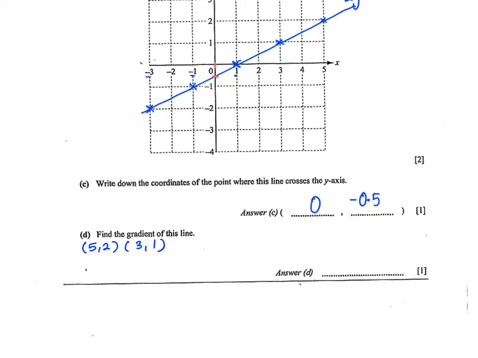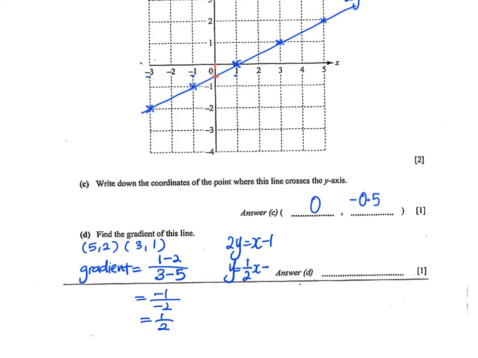Okay, then I'll find the gradient. So the gradient will be equal to y2 minus y1 over x2 minus x1. So 1 minus 2, -1, 3 minus 5, -2, so gradient is half. Okay, or method 2, they give you 2y equals x minus 1, make y the subject, y will be equal to x divided by 2, that means it's half x, minus 1 divided by 2, 1 over 2.